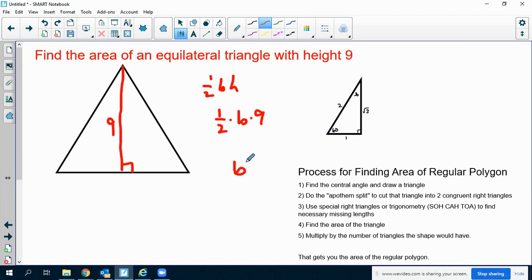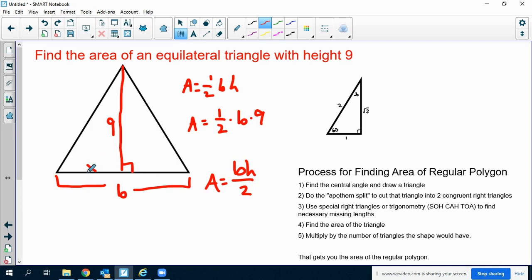Now, you may also see the area formula for a triangle is base times height divided by 2. That's the exact same thing as 1/2 base times height. Those two are equivalent. So my job is to find the base. So that's B for base. So that's my job. I have to find that.